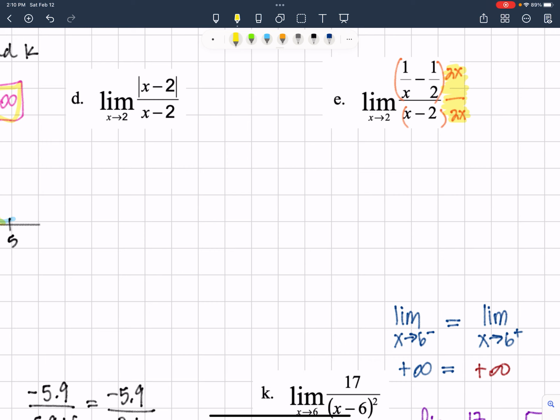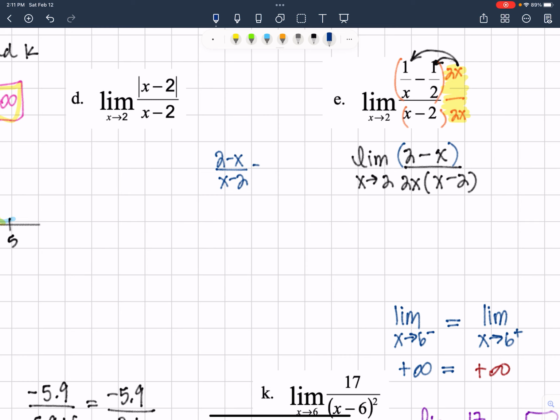And the reason for this is because we have a complex fraction. That's a fraction within a fraction. So when I multiply 1 over x times 2x, I'm going to get 2. And when I multiply 1/2 times 2x, I'm going to get x. And then in the denominator, I've got 2x times (x minus 2). And I want to find the limit as x approaches 2. Well, look at this. (2 minus x) over (x minus 2). 2 minus x over x minus 2 is equal to -1. It's almost the same thing over itself.